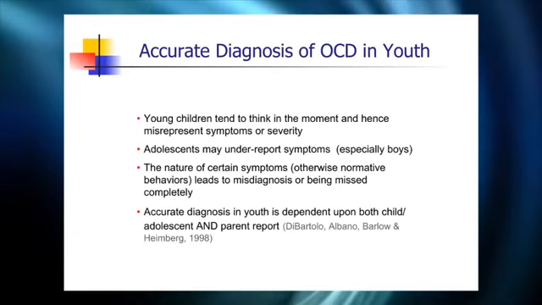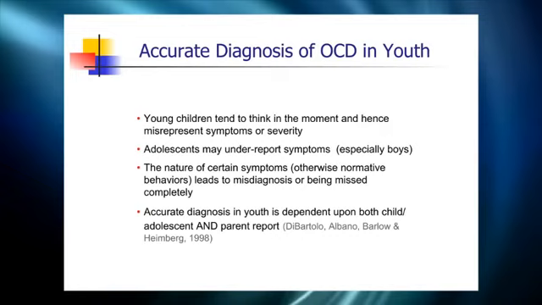And again, another general statement, with OCD in particular, its accurate diagnosis is really dependent on information from both the child or adolescent and the parent. We really need to get information from all sources in terms of trying to identify this disorder. And again, I don't think this is too different from other anxiety disorders, in the sense that the parents may only see the observable manifestations of the disorder, and the child may be too embarrassed to report aspects of the behavior that the parents may be able to see.